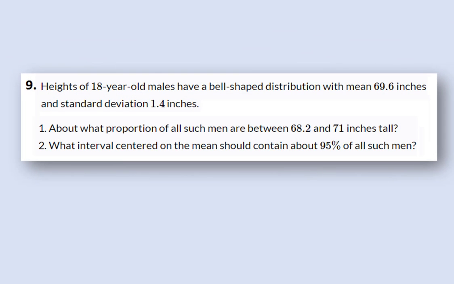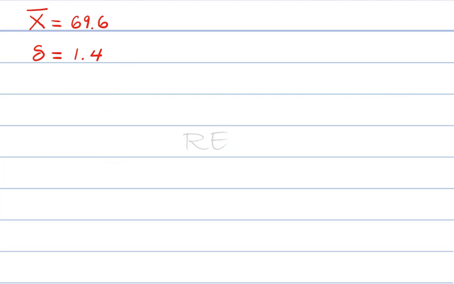Given a bell-shaped distribution with a mean of 69.6 and a standard deviation of 1.4 inches, we need to find out the proportion of the data that are between 68.2 and 71. Our mean is 69.6 and our standard deviation is 1.4. One standard deviation from the mean will be the mean plus or minus one standard deviation.